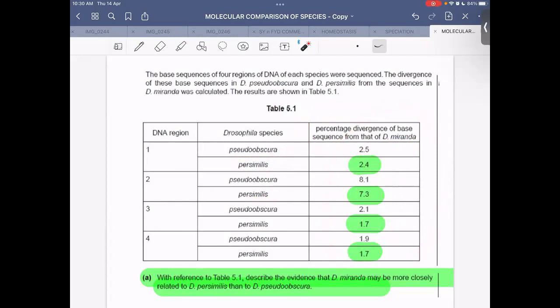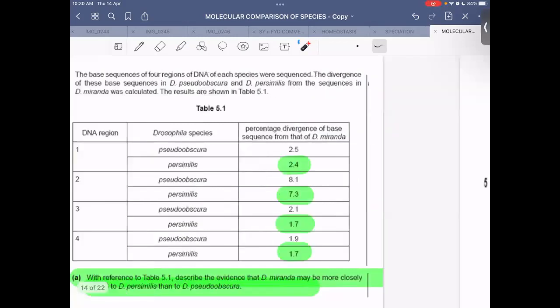is more closely related to Drosophila persimilis because the percentage divergence of the base sequence of each of the 4 regions of DNA is less between miranda and persimilis as compared to between miranda and pseudo obscura. And this is the answer from the past paper.